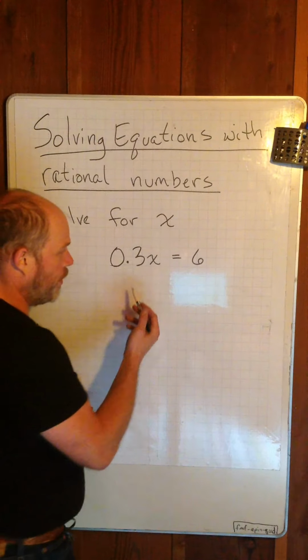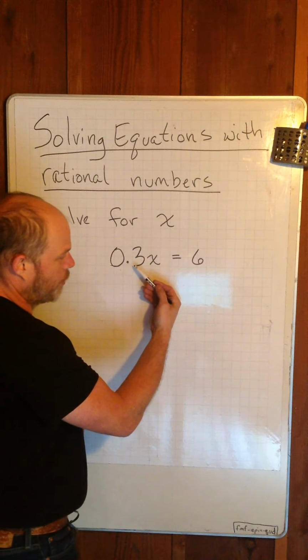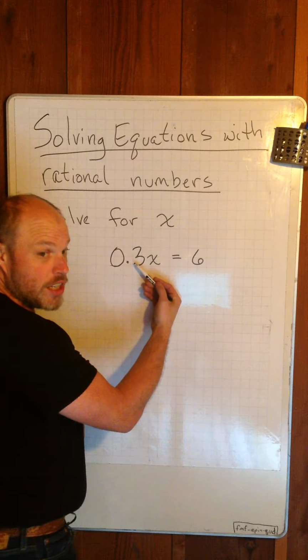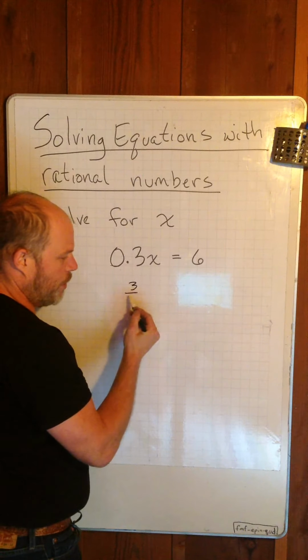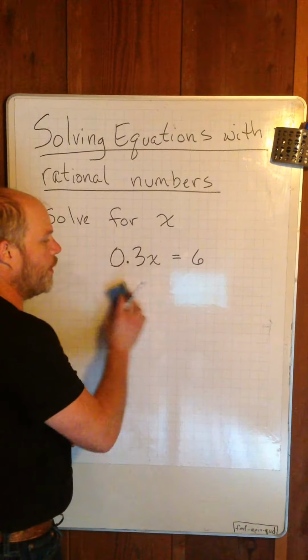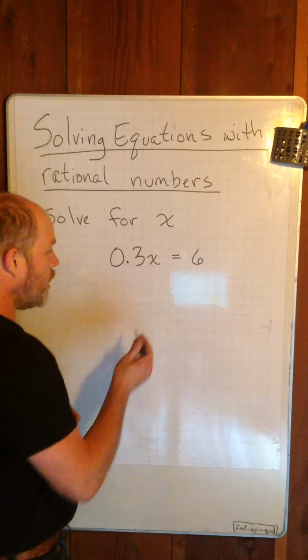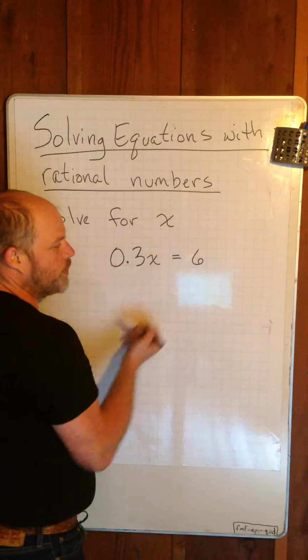So here I have 0.3x. Now you know that 0.3 is 3/10, right? So another way to write this might have been 3/10 x, but we're going to deal with it in decimal form right now. This is 3/10, 0.3x, and 0.3x equals 6.